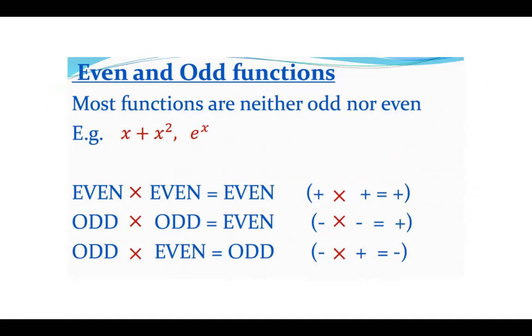So there are some operations, and one thing to keep in mind is that most functions are neither even nor odd. For example, e to the x plus x squared, neither even nor odd for either of those functions. Another thing to keep in mind is there are some rules about multiplication. So if we multiply two even functions together, we end up with an even function. If we multiply two odd functions together, we also end up with an even function because that's a double negative. If we multiply an odd times an even, we end up with an odd.